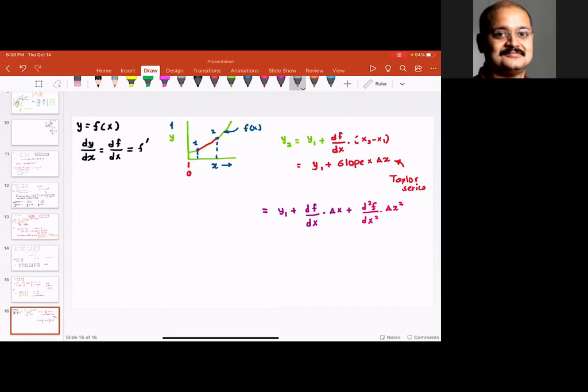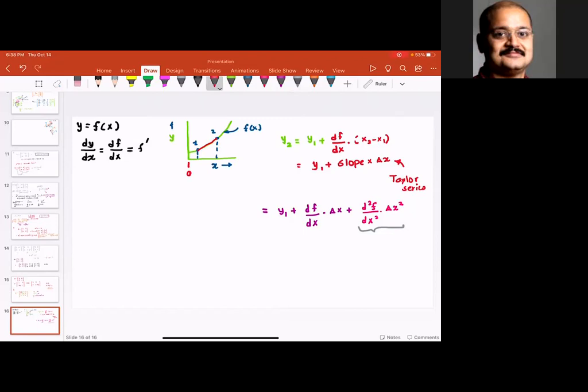What happened? I added the higher order term, and that made that approximation a little bit more accurate. I can keep on doing this and then I can express the function as a series of the derivatives, and that is nothing but the Taylor series approximation. Now, how do I write this for a series?